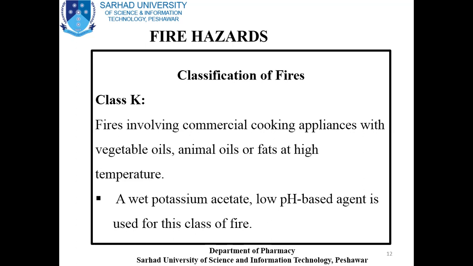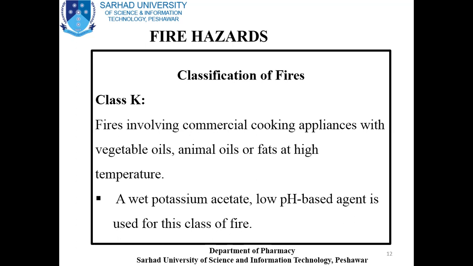The fifth class of fire is termed as class K, and this category of fire involves commercial cooking appliances with vegetable oils, animal oils, or fats at high temperature. A wet potassium acetate low pH based agent is used for controlling this category of fire. These are the 5 categories of fire which we have discussed.